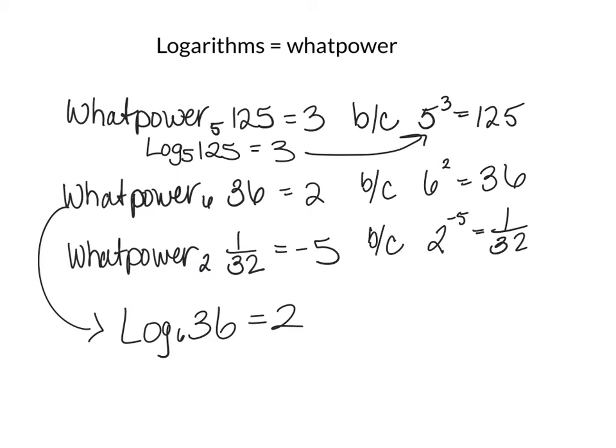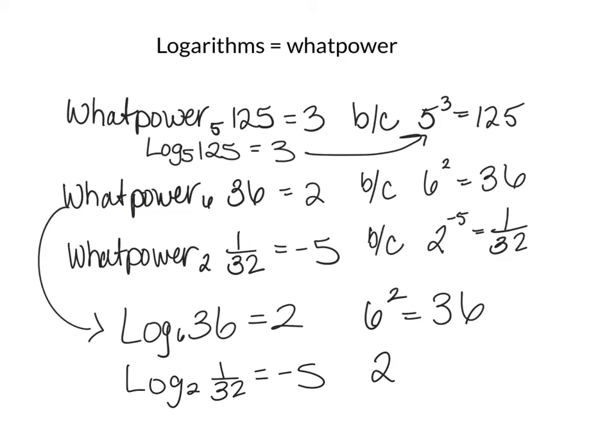That equals 2, and that is because 6 squared equals 36. This is the logarithmic form, and these are the exponential forms. And then the last one is the log base 2 of 1 over 32 equals negative 5, and that is because 2 to the negative fifth equals 1 over 32. So these two ideas are kind of intertwined with each other: how to evaluate a log, what it means, and rewriting it from an exponential to a logarithm.